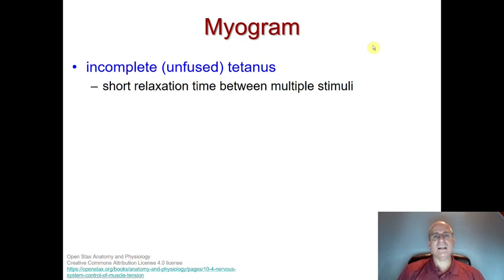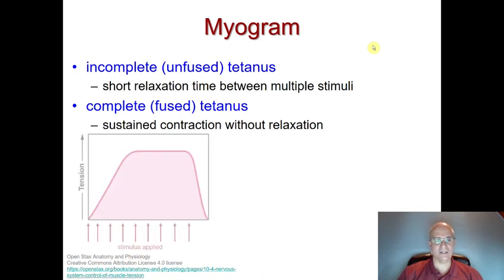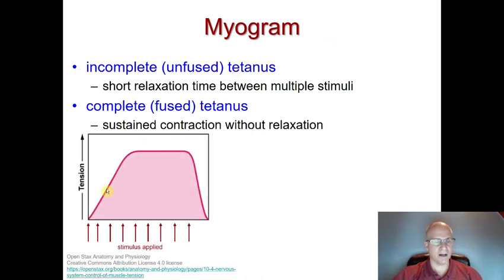Now, we can have incomplete or unfused tetanus, where we have a short relaxation time between multiple stimuli. However, if we have action potential after action potential after action potential, one after another, without time for relaxation, you end up with what's called complete or fused tetanus. And here's an example of complete tetanus. So you're getting multiple stimuli going towards the muscle. It keeps getting contraction with more and more force.